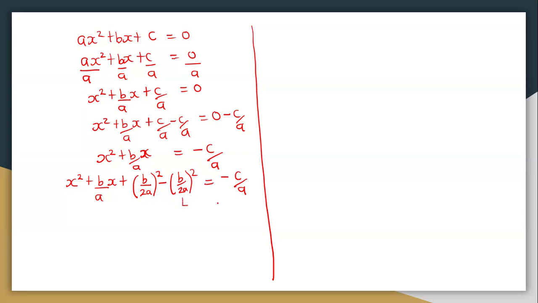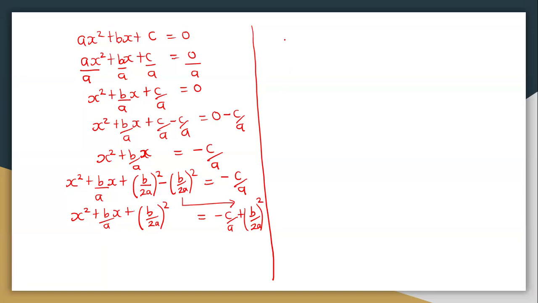So now I'm going to take this one over this side. I'll have x squared plus b out of a x plus b out of 2a, all of it squared, is equal to negative c out of a plus b out of 2a, everything squared. Since this side was negative, it becomes a plus. Now, here we are going to complete the squares.